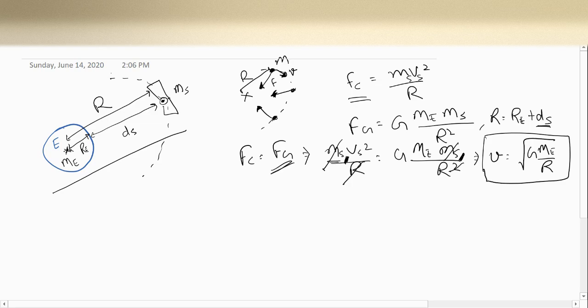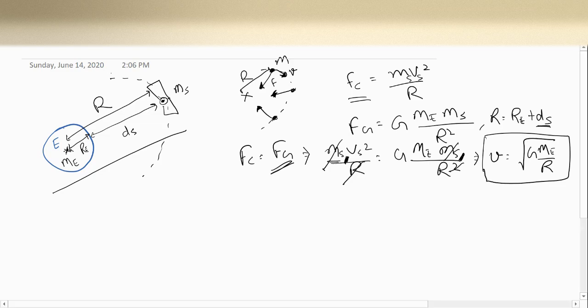If this force was provided by some other agency, let's say electrostatic force, then this will not be possible and the velocity will actually depend on the mass of the orbiting particle. In this case, it doesn't. And it's a very deep idea in physics.